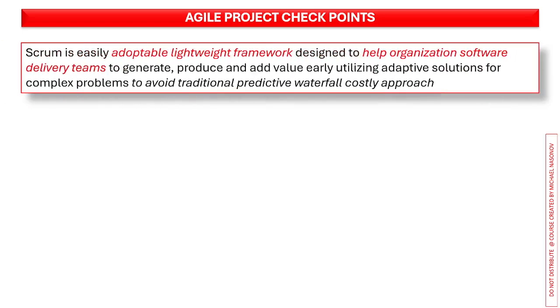Now let's walk through Agile major project checkpoints. Let's not forget that Scrum is an easily adoptable lightweight framework designed to help organizations' software delivery teams to generate, produce, and add value early, utilizing adaptive solutions for complex problems in order to avoid the traditional predictive, costly waterfall approach.